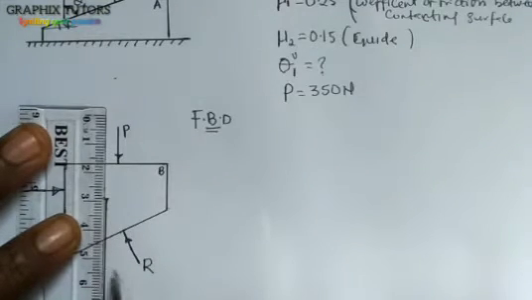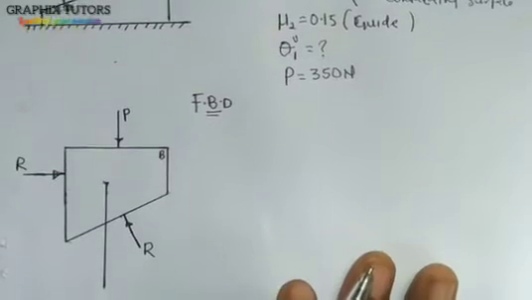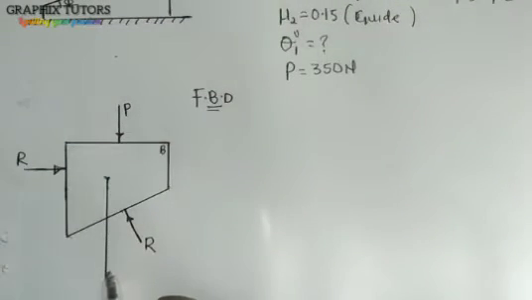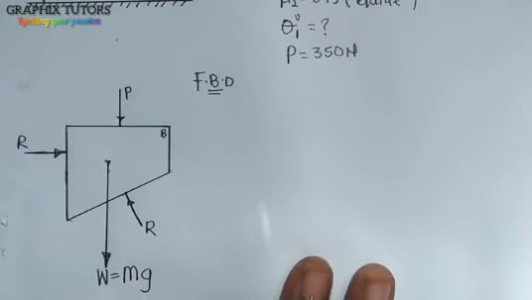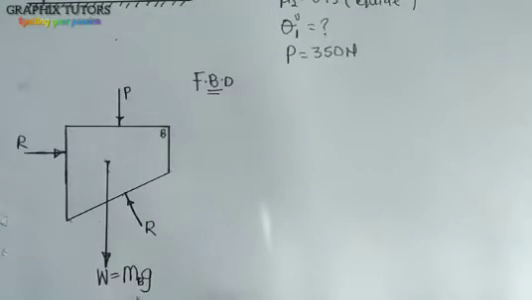Right? We're having straight downward, and that will be W. But we know W is giving us mass times gravity. Now the question is, which mass are we talking about? We're talking about the mass of wedge B. So I'm going to put B here.